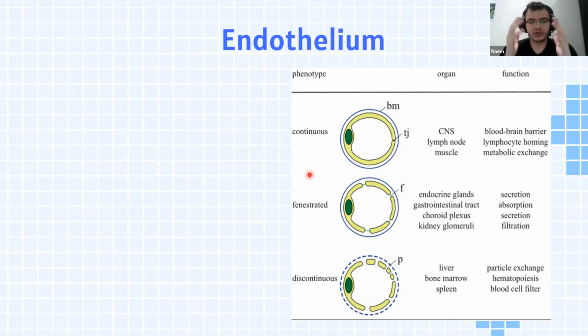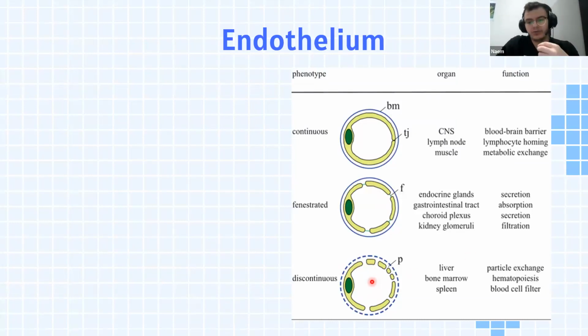The last type is the discontinuous endothelium, and as you look here, the endothelial cell itself has pores. It's not continuous, and even the basement membrane, as you see, has multiple pores. That's why we call it discontinuous, because we don't have a continuous basement membrane. Okay, so where do we need to find this? In places where we have a lot of diffusion. So the liver, there are so many hormones in the liver, so we will definitely find it there.